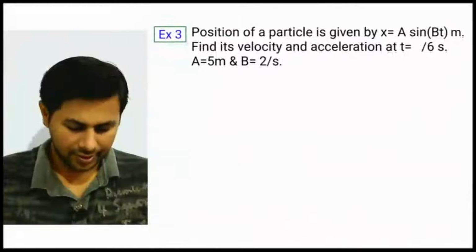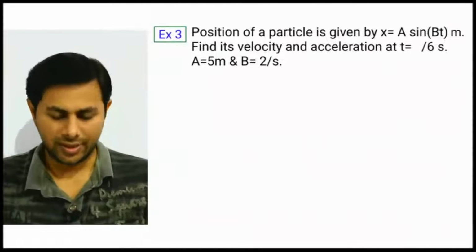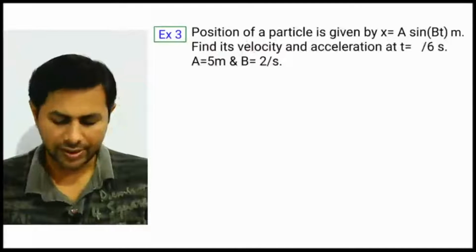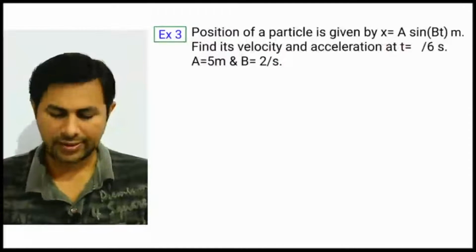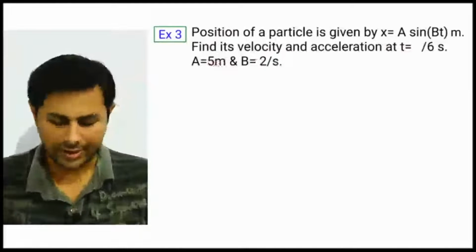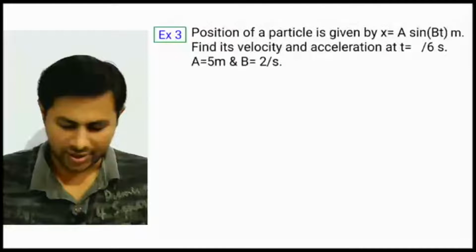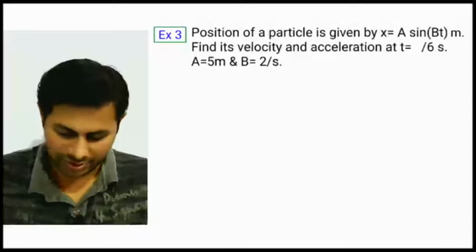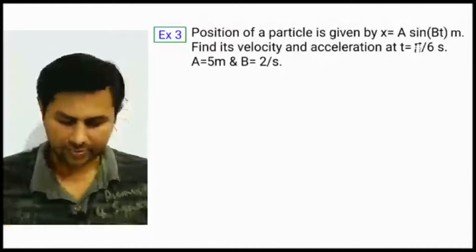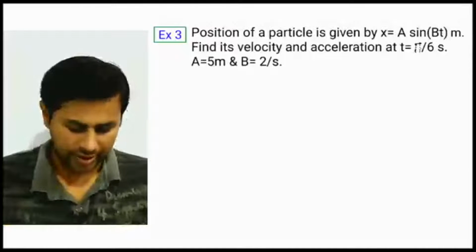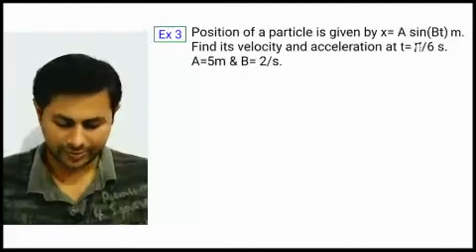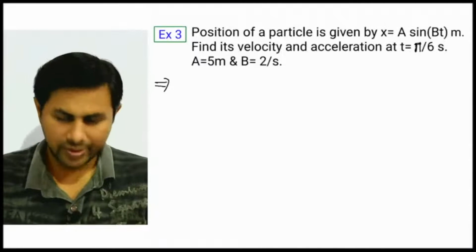All right, then let's move on to example number 3, and it says the position of a particle is given by x equals a sine bt in meters. Find its velocity and acceleration at the time not specified. So t equals pi by 6 seconds. Okay, a is 5 meters and b is 2 per second. Let's begin to solve this.